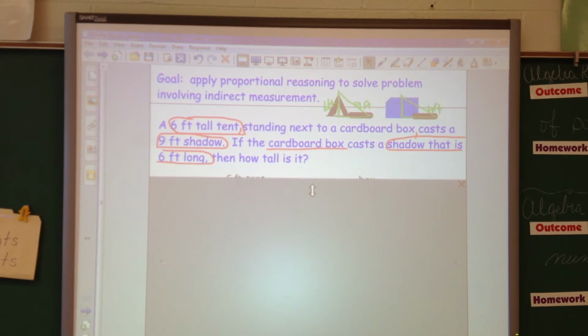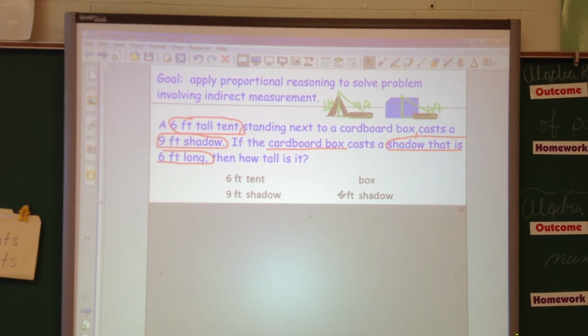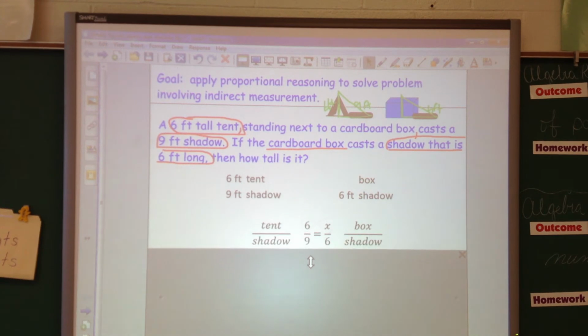Knowing that I have a 6 foot tent and a 9 foot shadow for the tent, and I don't know what my box is, so I'm going to leave this blank. And the shadow on the box is 6 feet. So write that down for me, please. Now I'm going to set it up as a proportion: tent over its shadow, so that's 6 over 9. Box over its shadow, that's x over 6. And I have a proportion because they're two similar figures.